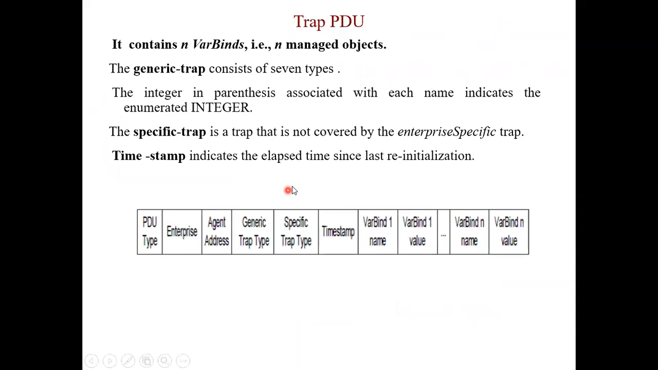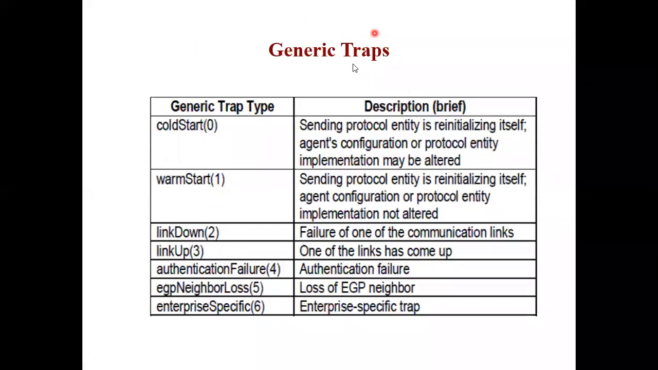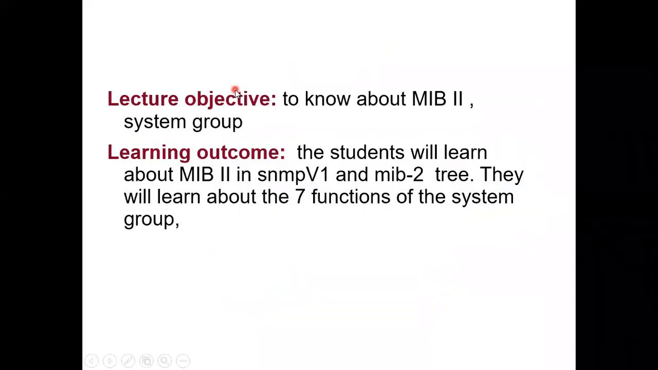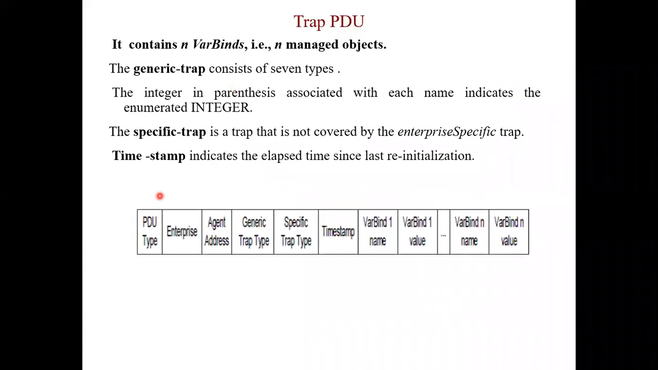Now I had explained to you the types of PDUs: generic trap, specific trap, and timestamp. So here the trap PDU. See, this structure and the previous structure are different. If the question is asked, they will ask you the get and set type PDU or explain the trap PDU. So if the question comes, explain the trap PDU, you will start with the types of trap, then start with the generic trap first, and after that you will draw the trap PDU.